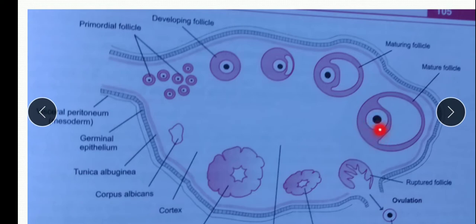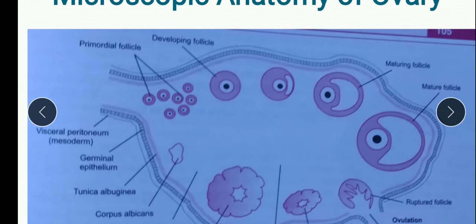This secondary oocyte is released from this mature follicle, and this process is known as ovulation, that you have studied in the previous classes also: the release of egg or ovum from the Graafian follicle is known as ovulation. Now at the time of ovulation, the ovum is in the secondary oocyte condition. Earlier, the ovum was in the primary oocyte condition, and after the first meiotic division it has changed into the secondary oocyte.